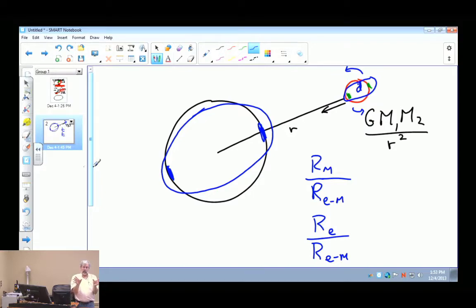Without considering the size of the bodies, you would never understand tides. You have to understand that these bodies have size to them. They have extension.